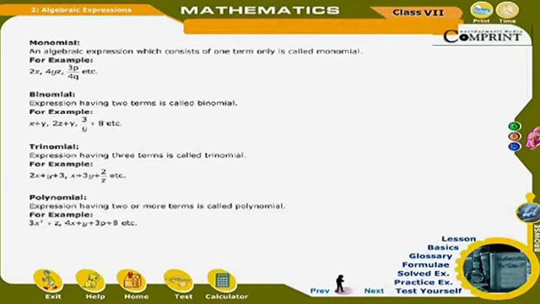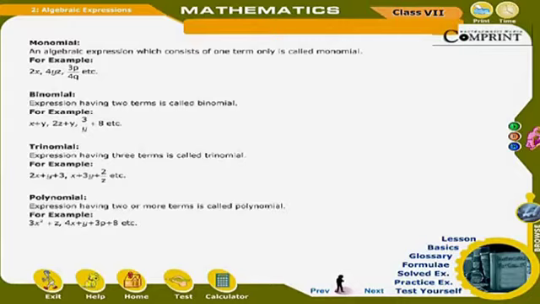Monomial. An algebraic expression which consists of one term only is called monomial. For example, 2x, 4yz, 3p upon 4q, etc. Binomial. Expression having two terms is called binomial. For example, x plus y, 2z plus y, 3 upon y plus 8, etc. Trinomial. Expression having three terms is called trinomial. For example, 2x plus y plus 3, x plus 3y plus 2 upon z, etc.